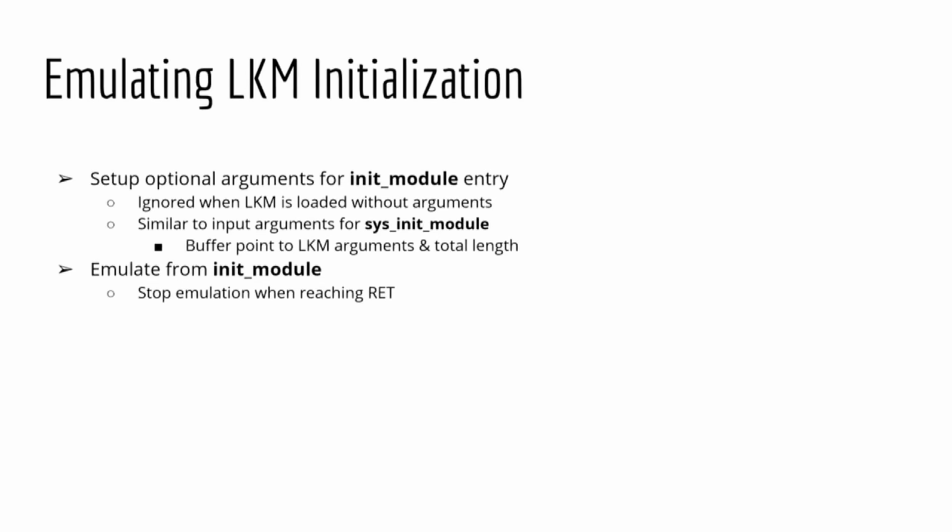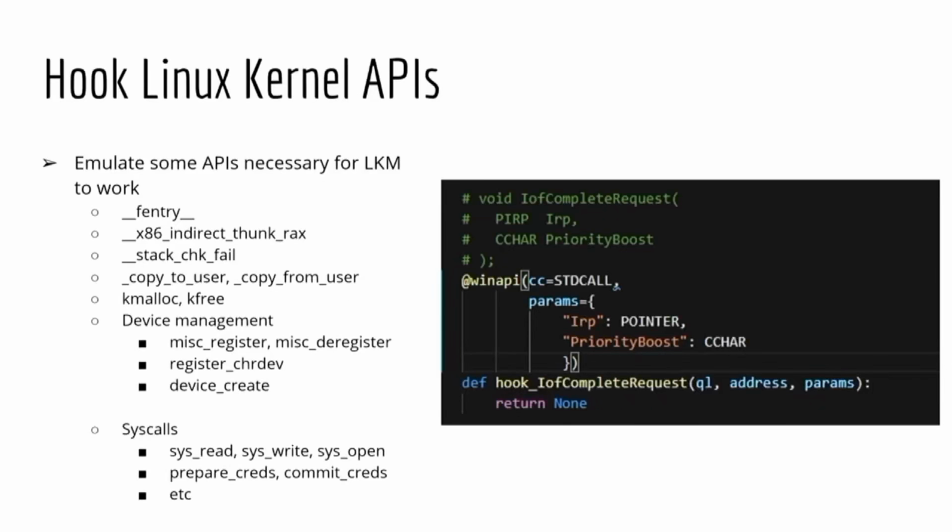Okay, we have to hook many Linux kernel APIs for the rootkit to work properly. And here I list some of the most important APIs inside the Linux kernel. So here are some APIs for function initialization, for memory access, for memory management, heap memory management, for device management, and some system calls. We have to hook and we need to emulate some system calls as well.